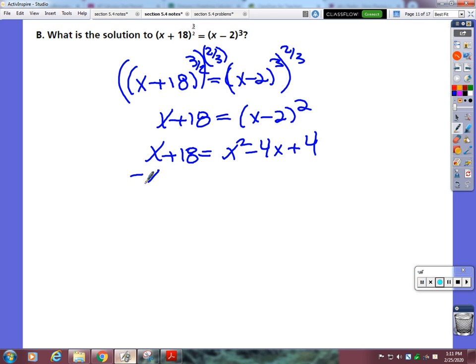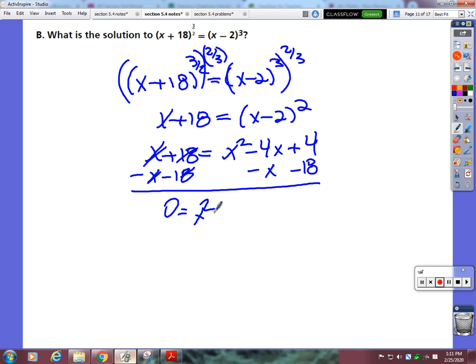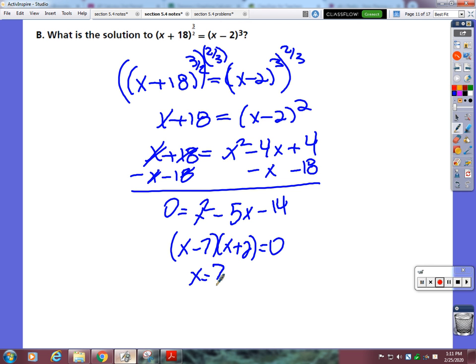Subtract the x and the 18. We all are wise enough now we can do both of those at the same time. So 0 equals just x squared minus 5x minus 14. And now, x minus 7, x plus 2. So my two possible answers are 7 or negative 2. All right, let's check those bad boys out.